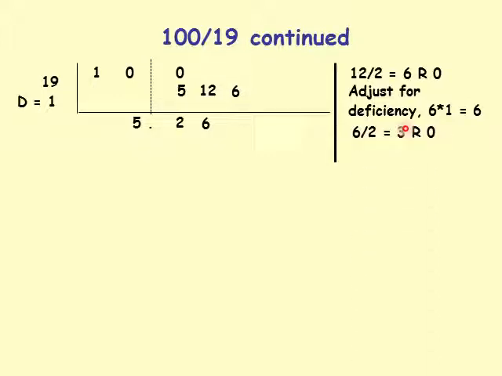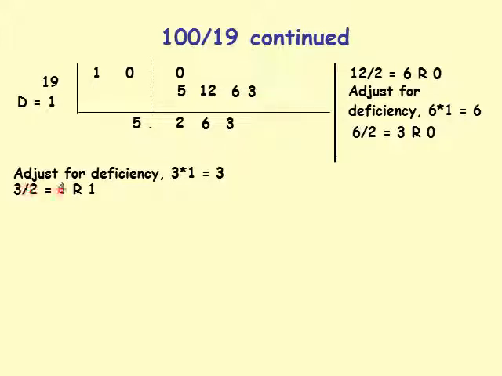6 divided by 2 is 3, remainder 0. So no adjustment for the remainder, but I have a quotient 3 and a deficiency, so there is an adjustment due to the deficiency caused by the quotient of 3. We adjust for deficiency, which is 3 times 1: 3 is the quotient digit and 1 is the deficiency of 19 from 20. So I add a 3 to the next dividend digit. Now we have a dividend value of 3 in this column.